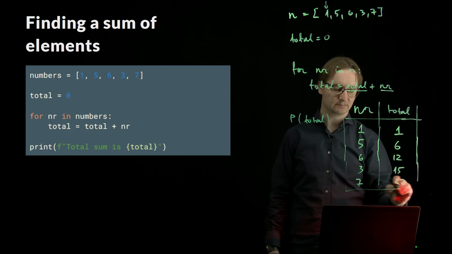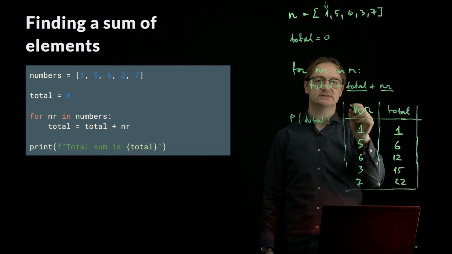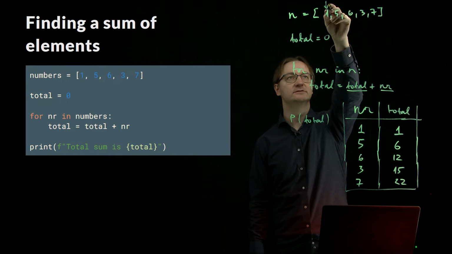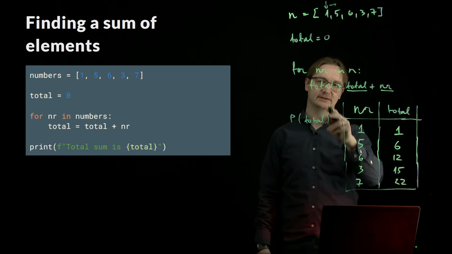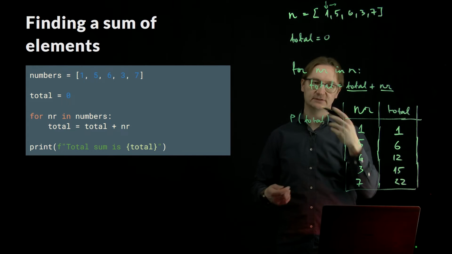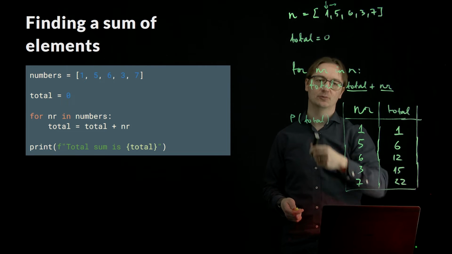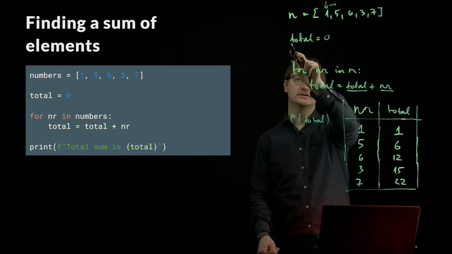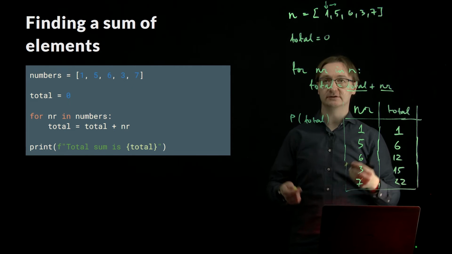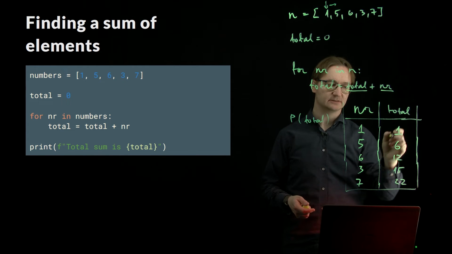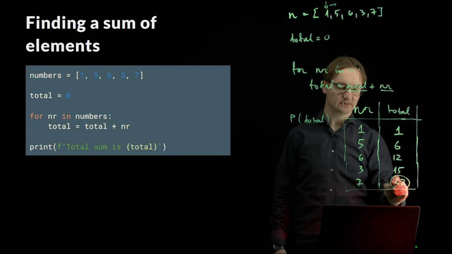So this is our table. Those are the values of the variables. The number is taken from this list, so I probably should have moved this arrow here too. But every element is stored in the number variable, which can be used inside the loop. The total variable is defined here, and it stores the overall sum of our elements. And the value of this variable can be seen here, so we end up with 22.